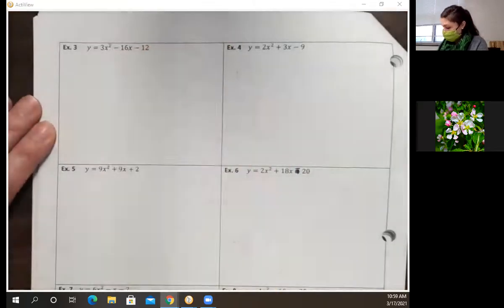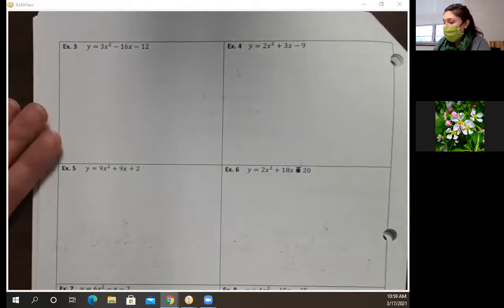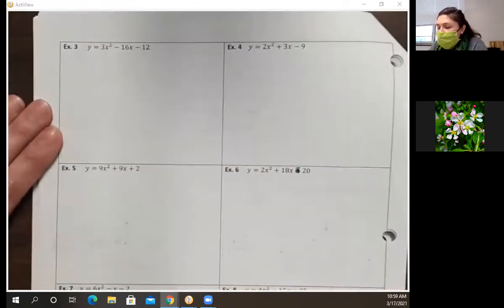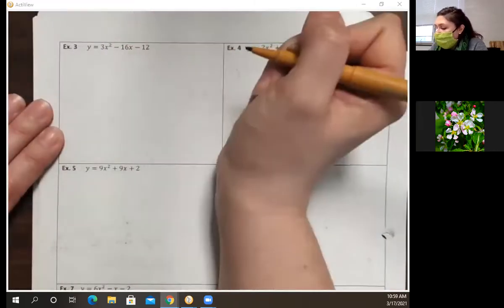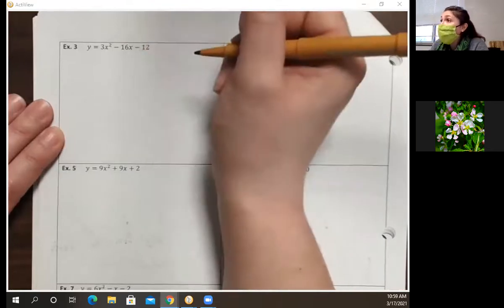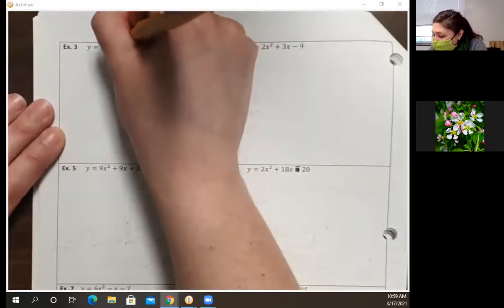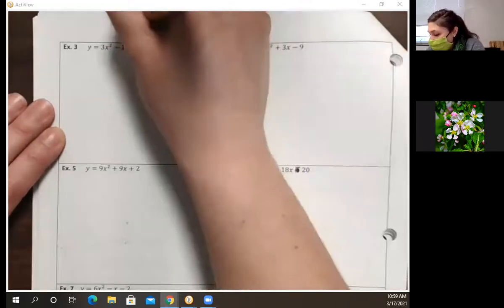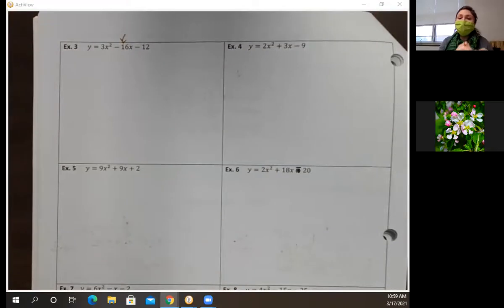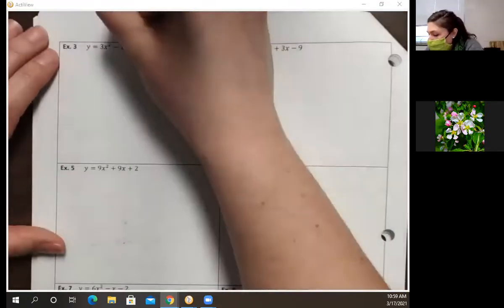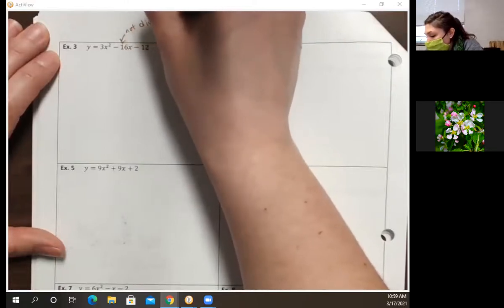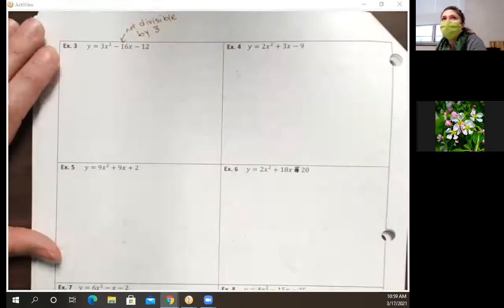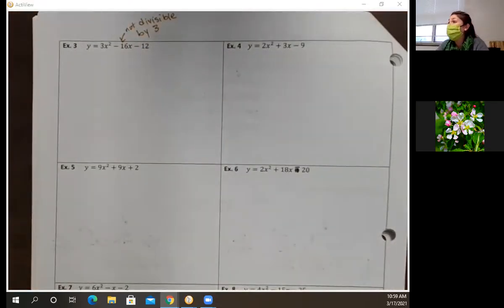So if we look at example 3 on the top of page 22, my A value, my lead coefficient is 3. And then I've got -16 and -12. -12 I could divide by 3, but -16 doesn't divide evenly by 3. So that means we can't use the same strategy we used on the last couple problems because -16 is not divisible by 3. If I try to divide it by 3, I'm going to get a fraction or a decimal. And that's not what we want.